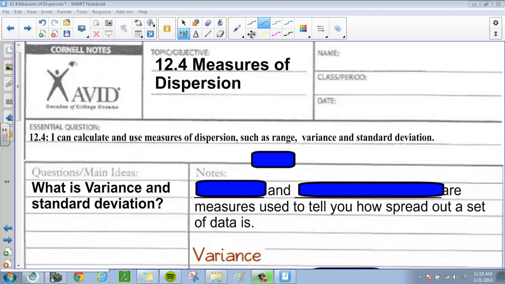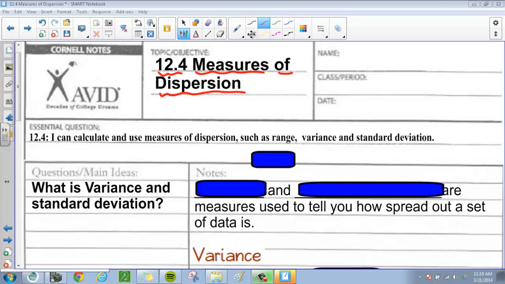Okay, we're going to finally do it. We're going to be talking about 12.4 measures of dispersion. Now, if you're already confused what that means, let me try to give you an idea what a measure of dispersion is. Well, we already talked about measures of center, like mean, median, mode. It kind of gives you an idea of where the center is.